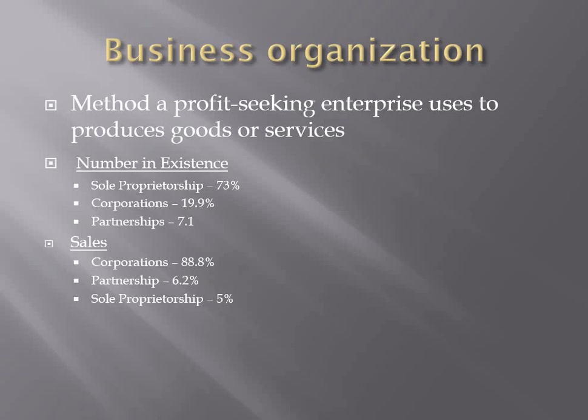So a business organization is basically how someone structures their private business. There are three main types that we'll talk about today: sole proprietorships, corporations, and partnerships. What you can see here is the number in existence. The largest percentage of businesses that exist are sole proprietorships. Then you have almost 20% corporations, and partnerships are 7%.